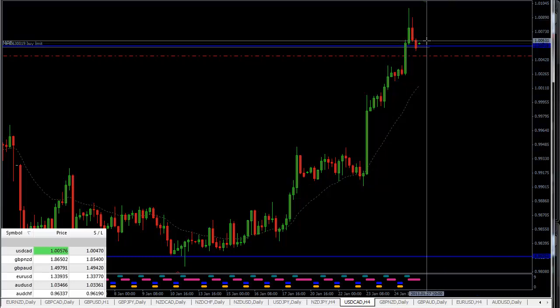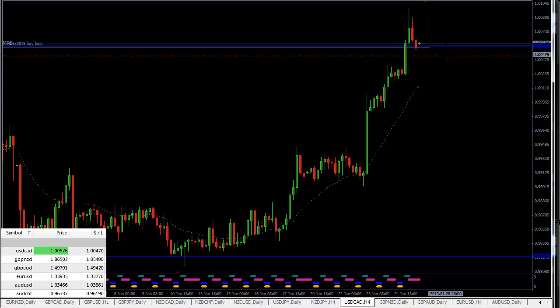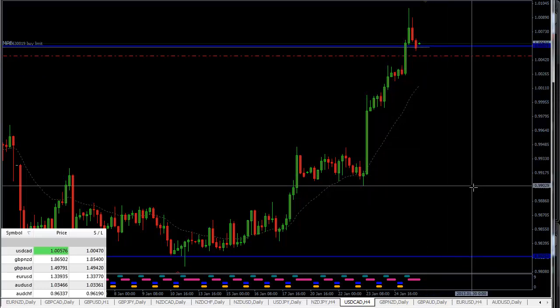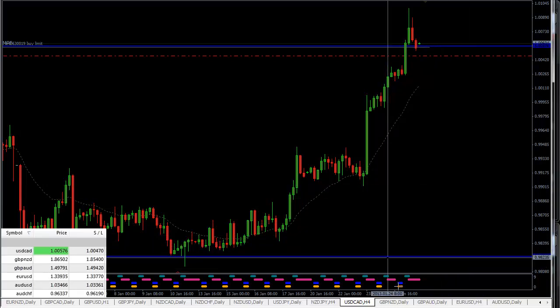If it comes back into this range, we'll just quickly reverse our position. We'll get stopped out. We'll wait for it to pull back to that line, and then we'll take a short to the other side of the range. So that's the game plan on the dollar CAD.